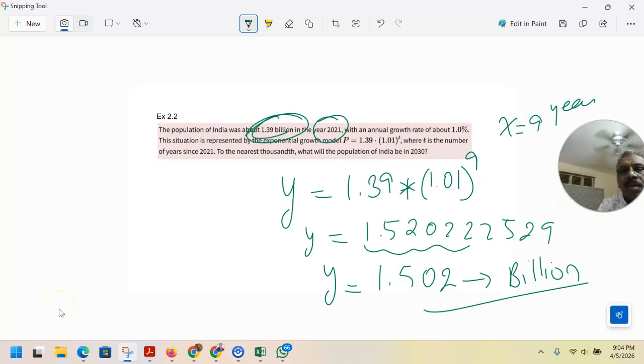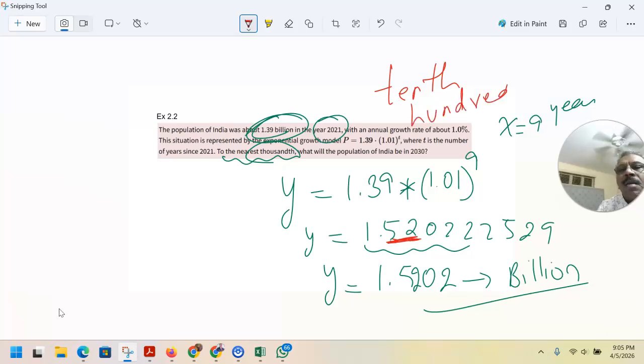So I think I missed a two here. The main thing is it's asking for the nearest thousandth. Now, what does thousandth mean? This is the tenth place. If you see this, it is the hundredth. That two is the hundredth. And this number is the thousandth.